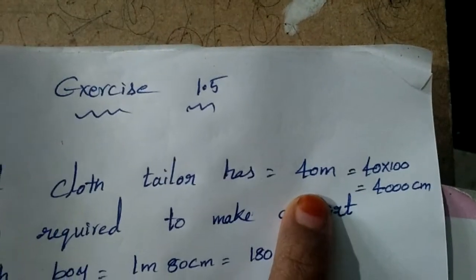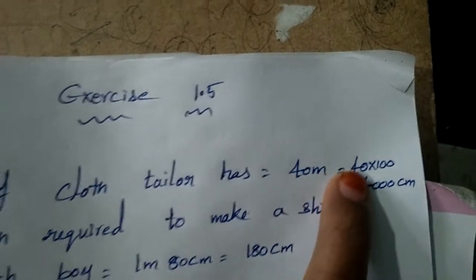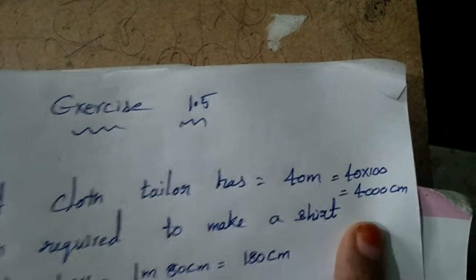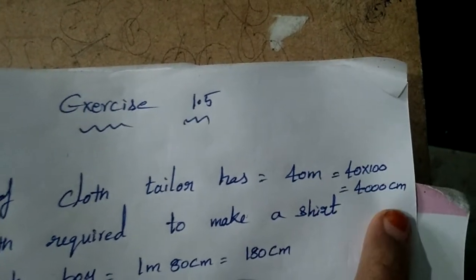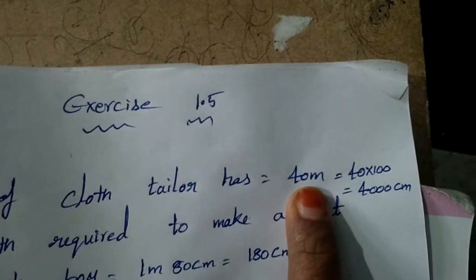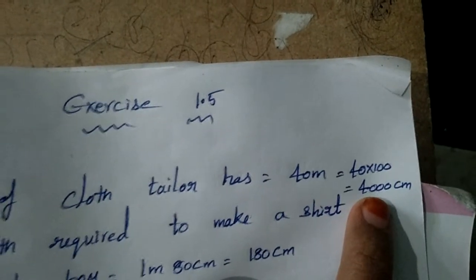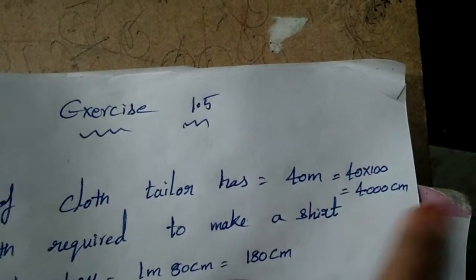1 meter is equal to how much? 100 centimeters. So 40 meters means 40 into 100. So you will get 4000 centimeters. He has 40 meters. We converted it into centimeters. That is 4000 centimeters.